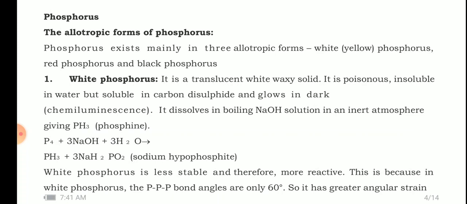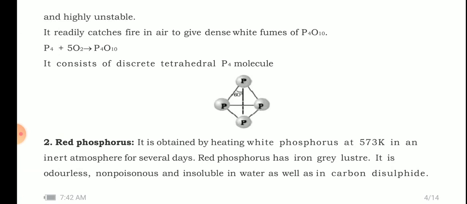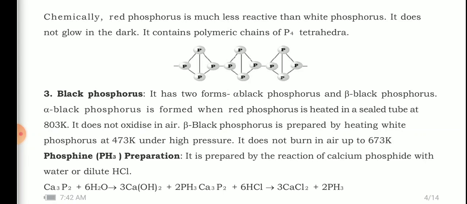Next element we have got is phosphorus. So we have got different allotropic forms of phosphorus, three allotropic forms. Phosphorus exists mainly in three allotropic forms: white or yellow phosphorus, red phosphorus and black phosphorus. So these are the three types of allotropic forms of phosphorus. You can remember the three allotropic forms, and phosphorus exists in P4 state. The structure is given as it is.